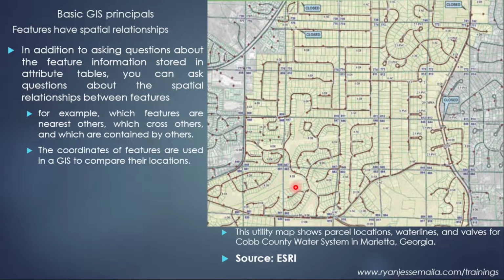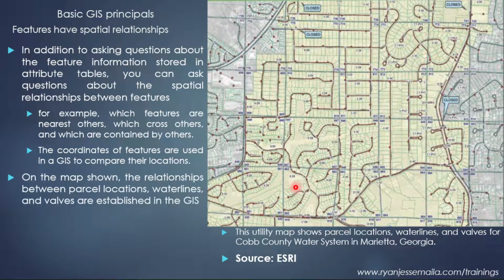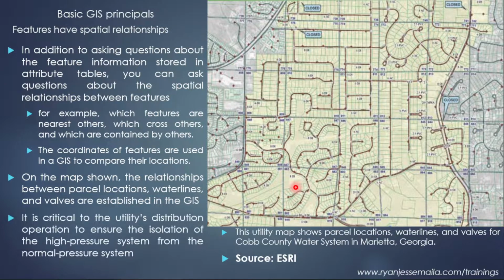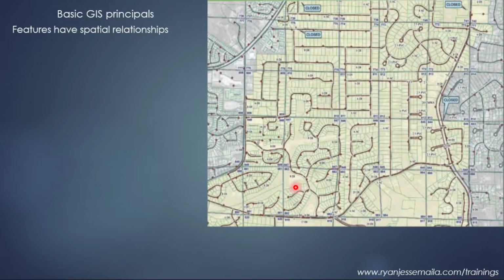The coordinates of features are used in a GIS to compare their locations. So on the map shown, the relationships between parcel locations, water lines, and valves are established in the GIS. It is critical to the utilities distribution operation to ensure the isolation of the high pressure system from the normal pressure system, and GIS will help you to achieve this in many different situations.